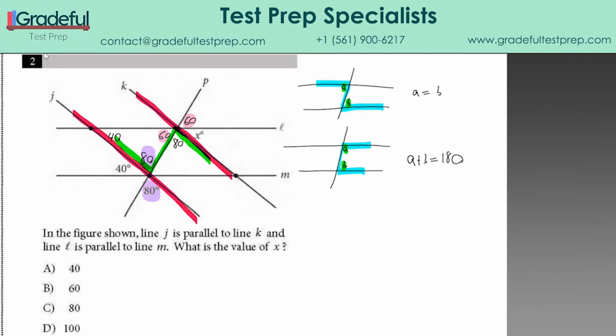So for this straight angle right here that's composed of the 60, the 80, and the x, we know that straight angles add up to 180. So what we can say is 60 plus 80 plus x adds up to 180, and we can just go ahead and solve that. 140 plus x equals 180, and we can take away 140 from both sides, and we'll get x equals 40, and the answer for number 2 is A.